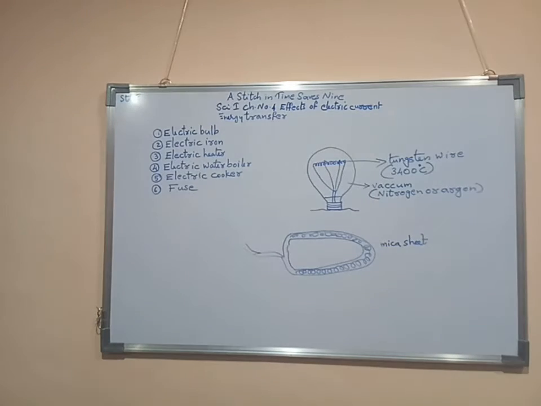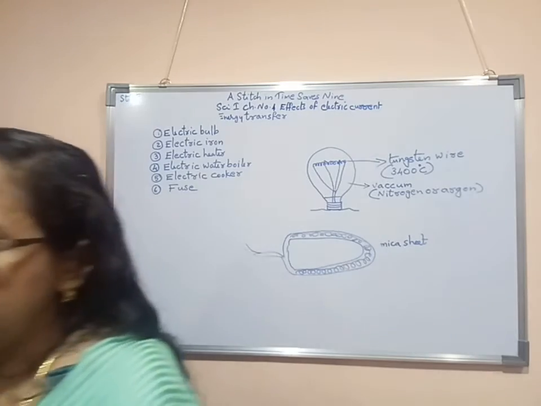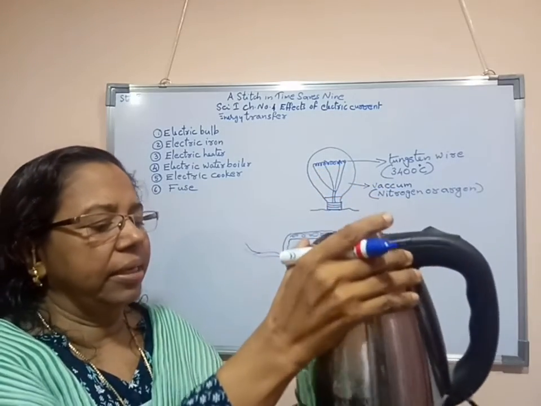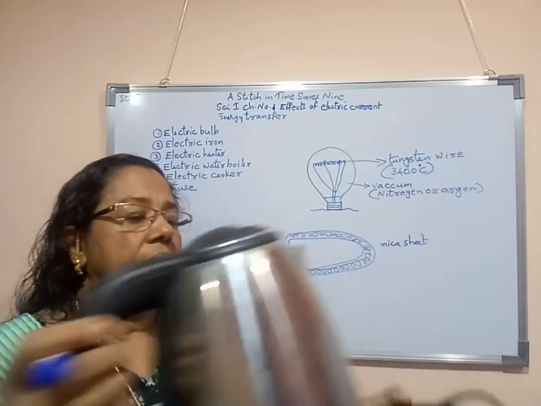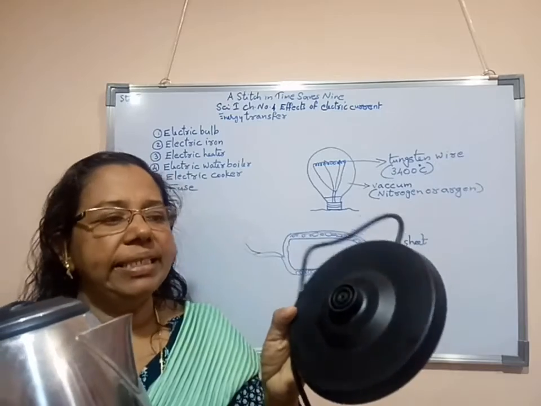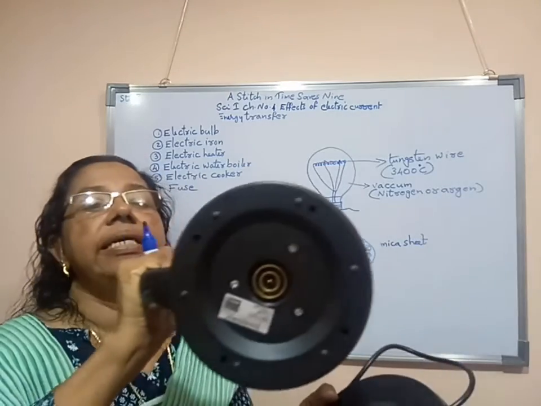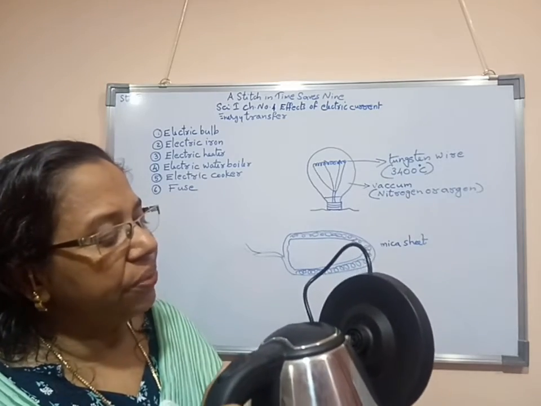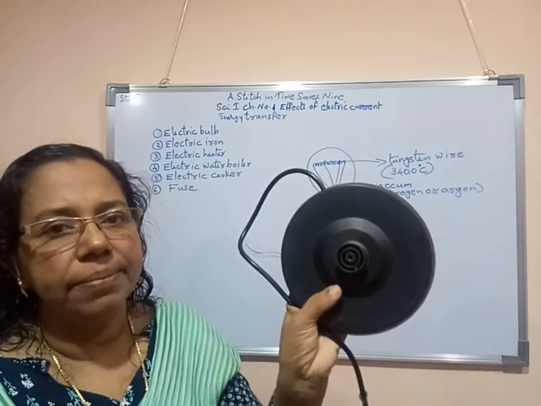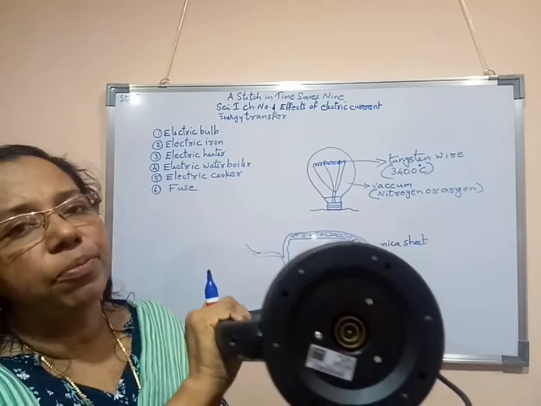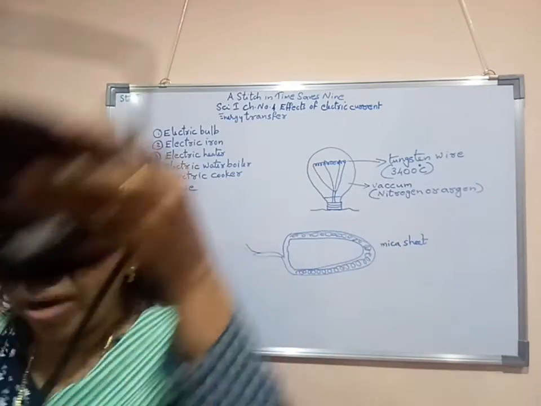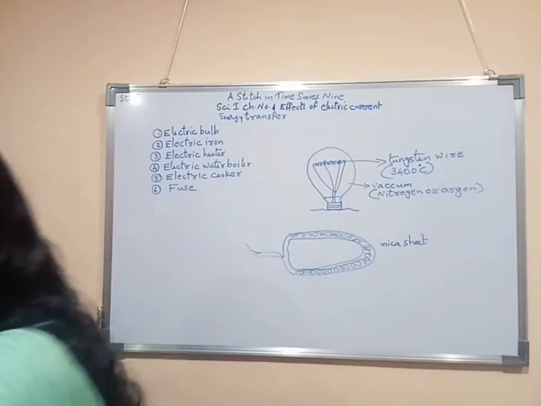Now, another example is the water boiler. This is known as a water boiler. Here a base is there, as well as here its base is there. Now here some positive as well as negative terminals are there, and this one also has positive and negative terminals, and a wire connection is there.